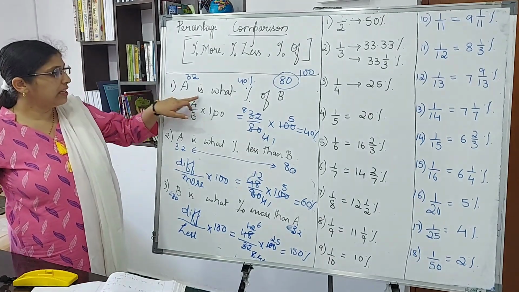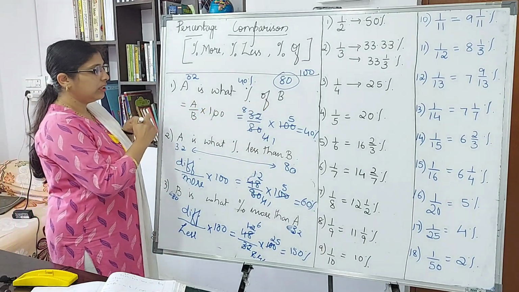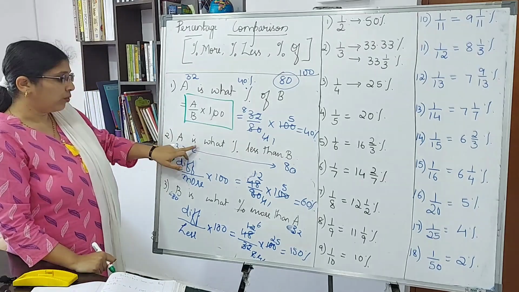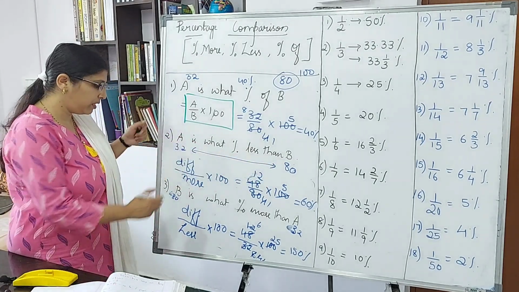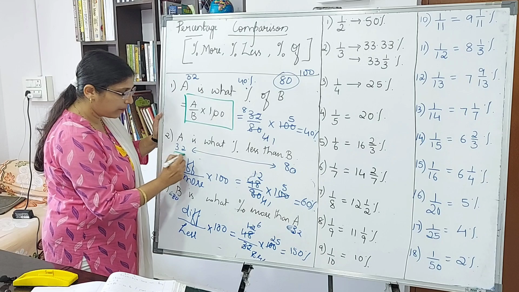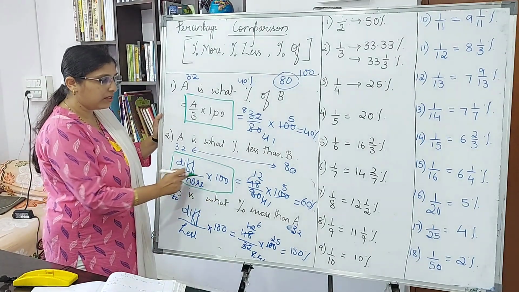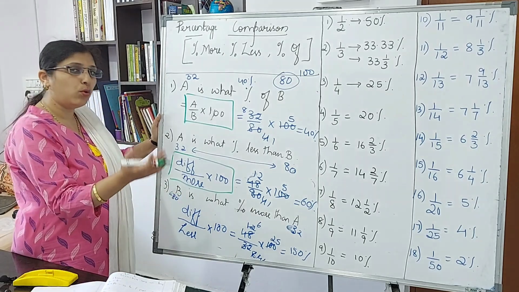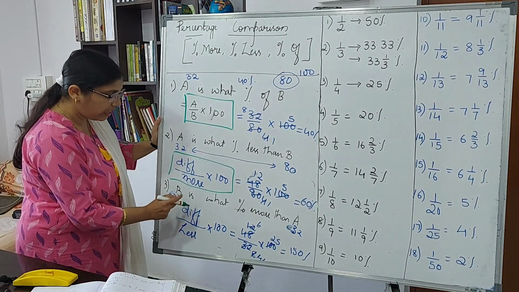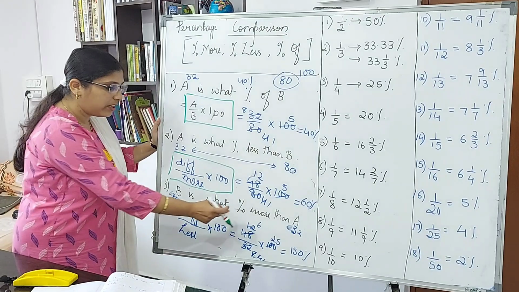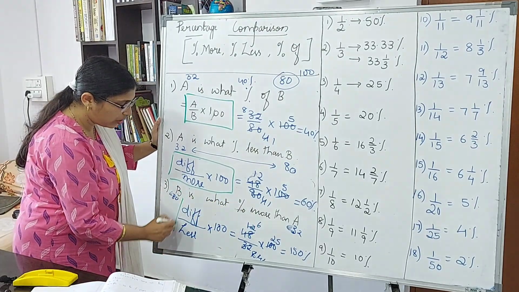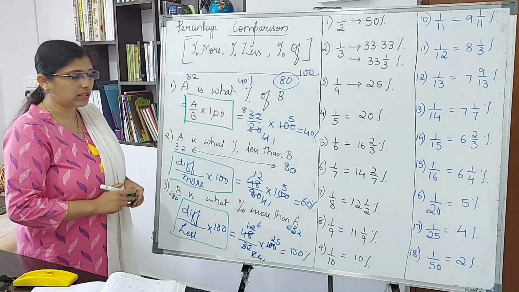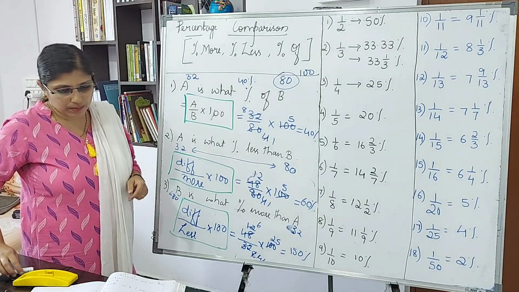When "A is what percent of B" is asked, you can use A by B into 100. Now "A is what percent less than B" means the difference between A and B divided by more, into 100. Then if "B is what percent more than A" is asked, again take the difference between B and A and divide by less, since they are asking more, again into 100. Okay. These things will give you the answers. We'll see some problems.